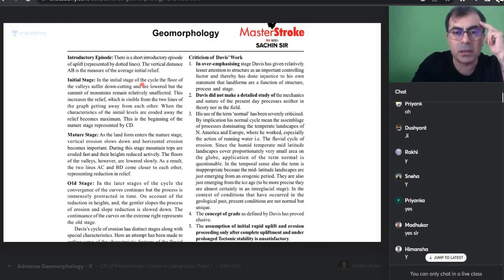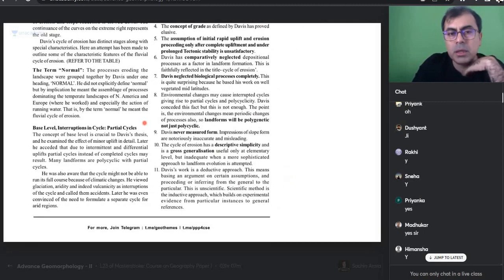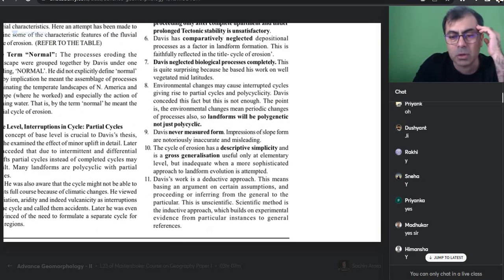Everyone, initial stage, cycle: the floor of the valley suffers down cutting and is lowered. First is a short introductory episode, and it just rises. Then initial stage, youth, mature, and senile. That is there. The term normal. So what does he call it? He calls his cycle the normal cycle of erosion.